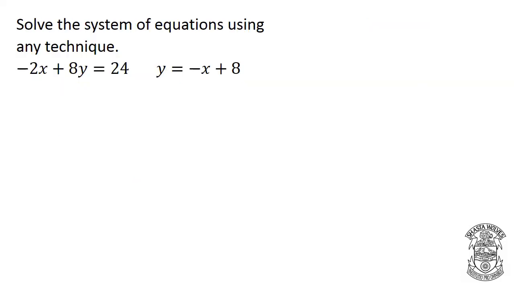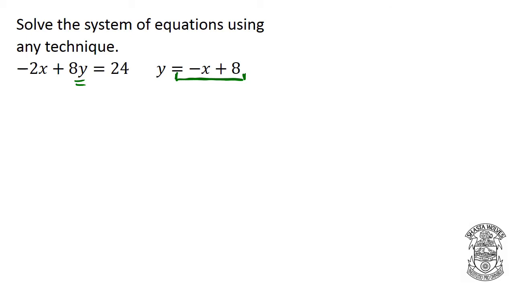Solve the system of equations using any technique. This is clearly set up, I think, for substitution. I'm fond of elimination, so sometimes I find it difficult to use substitution. But you can see because they list that y is equal to negative x plus 8, I'm going to take that value of y and replace it in for the y in the first equation.